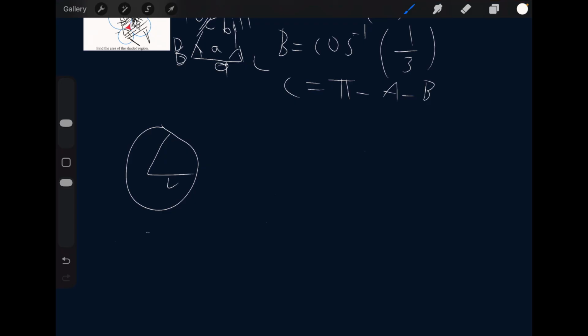So let's start with that one. That angle was angle B, correct? So the area equals half times the radius squared, and the radius squared is 4 squared, which equals 16. Half of that is 8, times the angle B in radians, and B was just our arc cosine of a third.